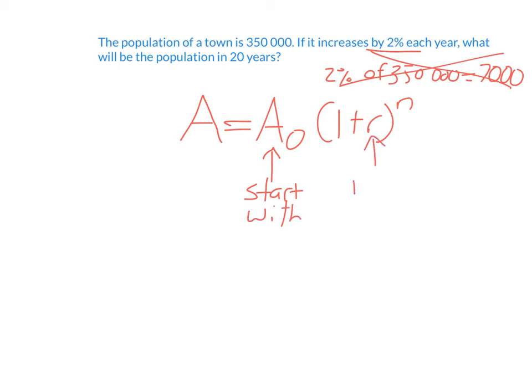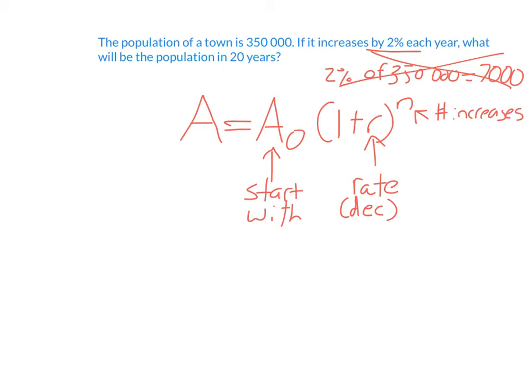It's 1 plus R. R has to be as a decimal, I should say. So it's 1 plus R because we're increasing by that amount. And n is just the number of times that the thing has been increased. So it's the number of increases.